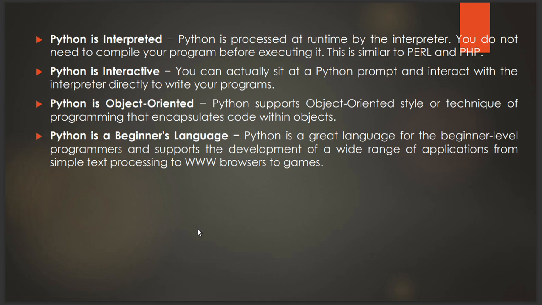Python is interpreted. Python is processed at runtime by the interpreter. You do not need to compile your program before executing it. This is similar to Perl and PHP. Python is interactive. You can actually sit at a Python prompt and interact with the interpreter directly to write your programs. Python is object oriented. Python supports the object-oriented style or technique of programming that encapsulates code within objects.